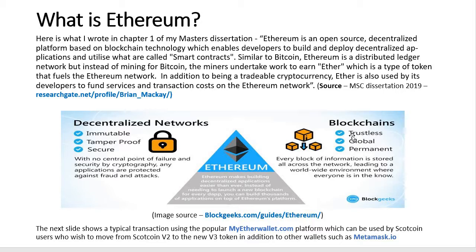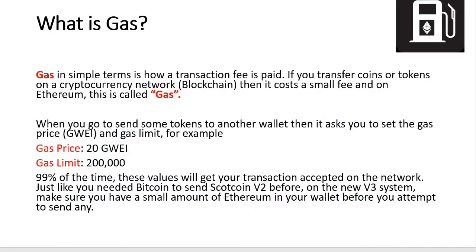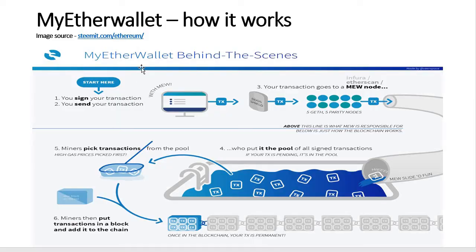And blockchains are trustless, global and permanent. The next slide is basically a typical transaction on myetherwallet.com, which you can actually use if you want to move from the Scotcoin V2 to V3. This is how it works.